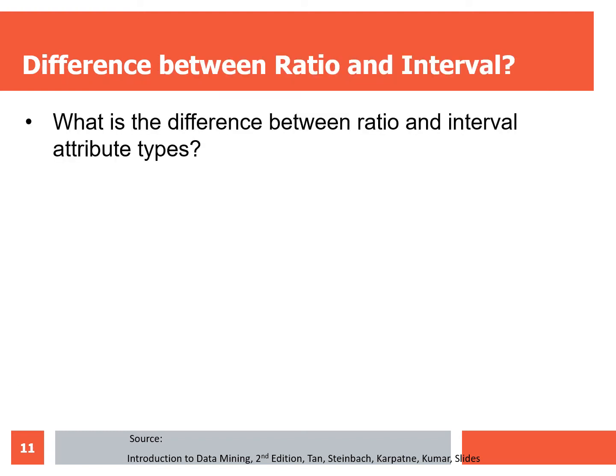So what is the difference between ratio and interval attribute types? For that, I would want you to think: when you take temperature in Fahrenheit, Celsius, and Kelvin scale, are they all equal? Are they of the ratio type, or are they interval attributes? Is it okay to compare them as ratios of each other, or as intervals of each other? Just think about it.